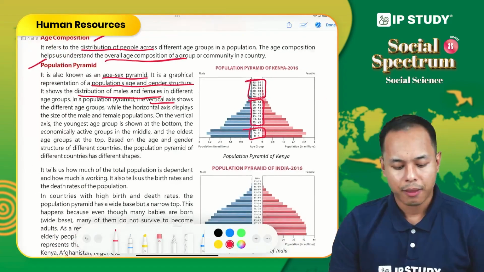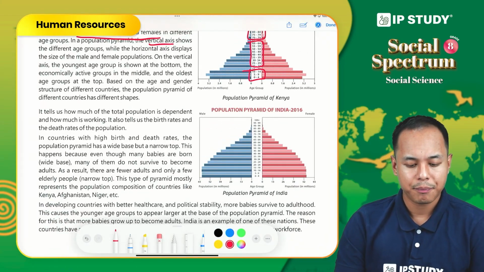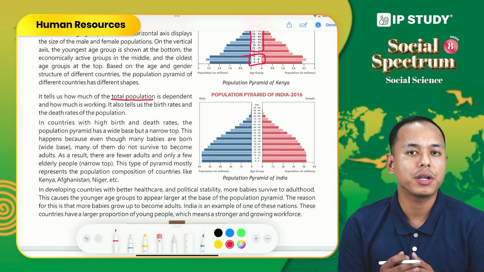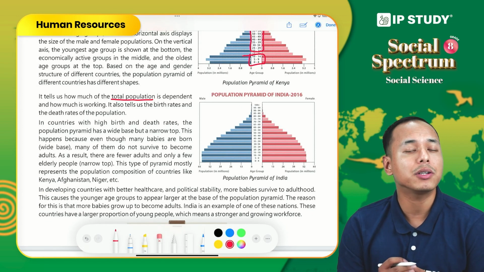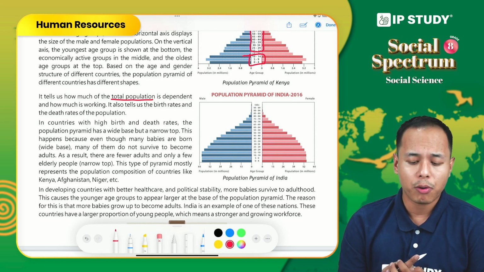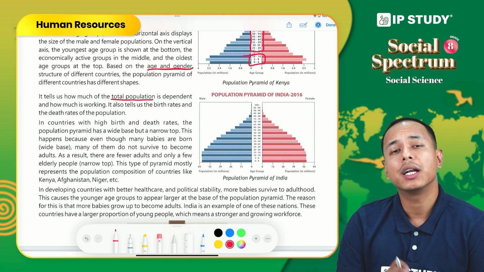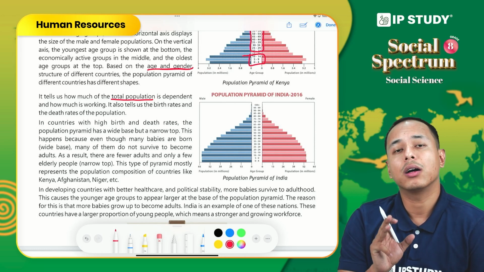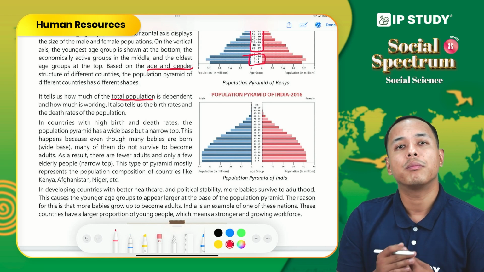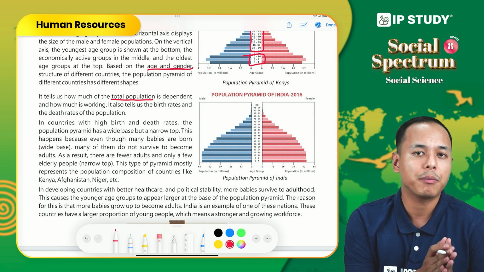So the population pyramid helps us understand the total proportion of the population that is dependent. At the same time, it also helps us understand birth rates and death rates. Depending upon the age and gender structure of different countries, the shape of the population pyramid also varies. So the population pyramid of India is different from the population pyramid of China.